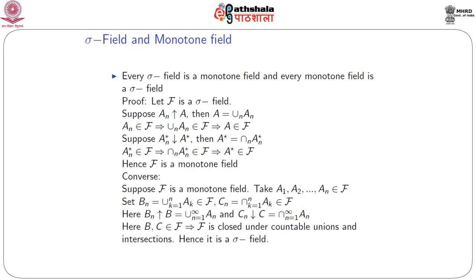So, we know the limit of an increasing sequence will go to its union, and the limit of a decreasing sequence will go to its intersection. So, B will be the limit of Bn, which will be the union over n from 1 to infinity, and Cn is a decreasing sequence, and its limit will go to C, which is the intersection over n from 1 to infinity. And note that B and C both belong to script f. So, that means script f is closed under countable unions and intersections, hence it is a sigma field. So, if it is a monotone field, it is a sigma field. If it is a sigma field, it is a monotone field.